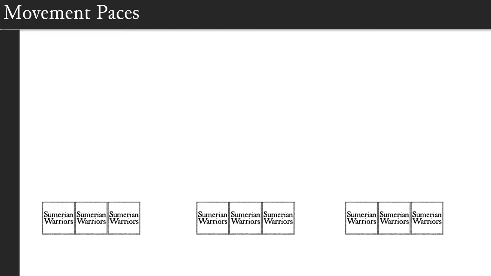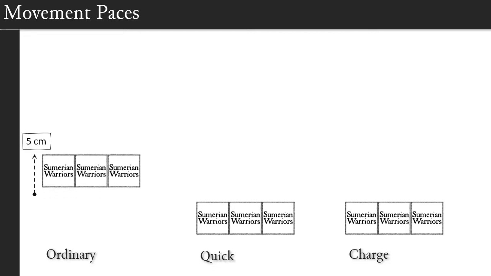Units in Ages of Conflict move at one of three movement paces: ordinary, quick, or charge. Ordinary pace is a unit's slowest movement, and this is typically used when a unit is moving through rough ground, such as up hills or over obstacles. Most units have an ordinary pace of 5 centimeters.